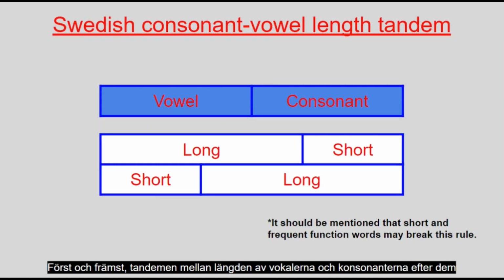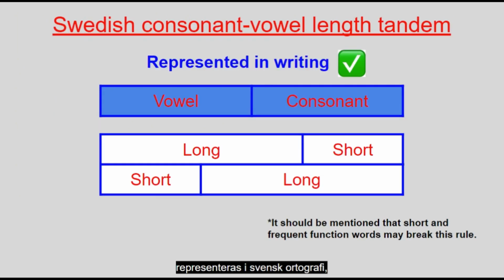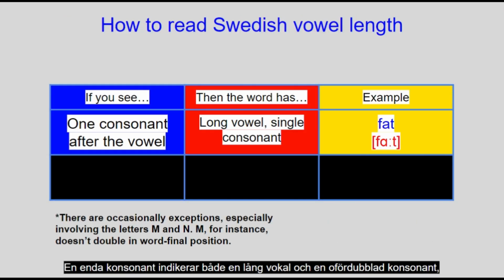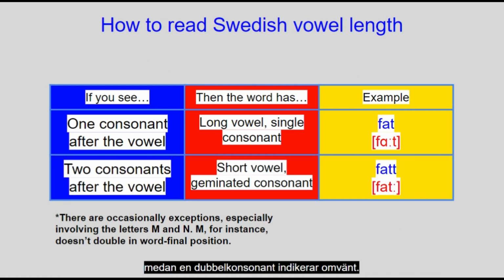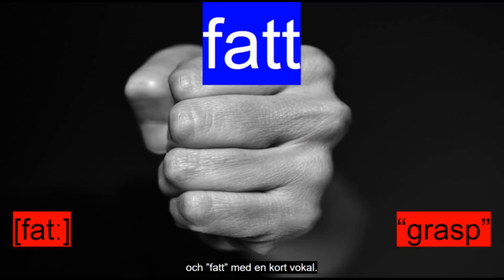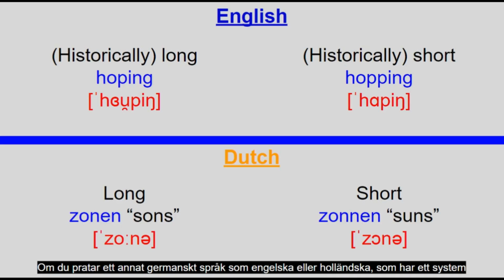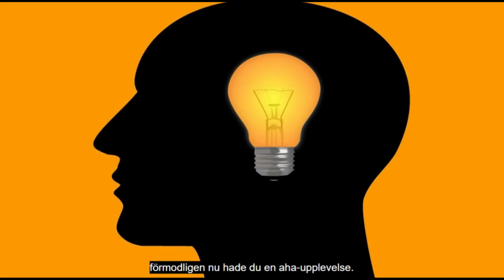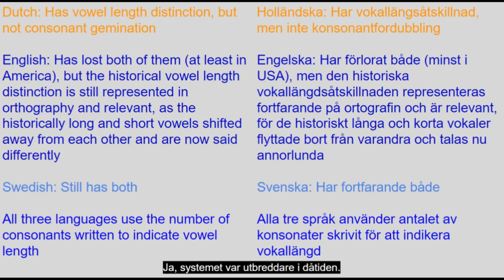First off, the tandem between the length of vowels and the consonants after them is represented in Swedish orthography, but only by the consonants. A single consonant indicates both a long vowel and an ungeminated consonant, while a double consonant indicates vice versa. This is shown in the difference between fat with a long vowel and fat with a short vowel. If you speak another Germanic language like English or Dutch that has a system where the vowel length distinction is shown in multisyllabic words by the number of consonants after it, you probably just had an aha moment. Yep, the system used to be more widespread.